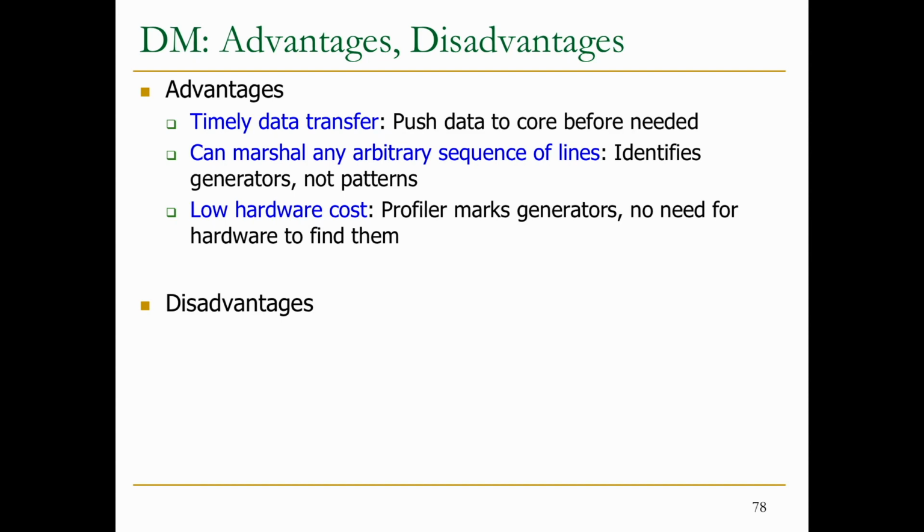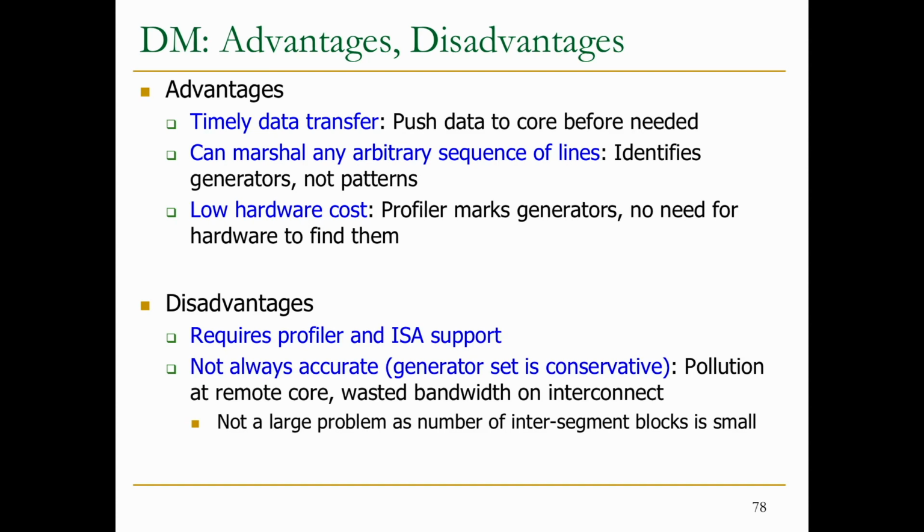But I think actually finding these in hardware is not that hard. You basically need to see it a few times. Clearly, this has disadvantages also. It requires profiler and ISA support, and it's not always accurate. Because it's based on profiling, the generator set is somewhat conservative or aggressive, depending on how you would like to think about it. Meaning that you can mark a lot of things as generators.